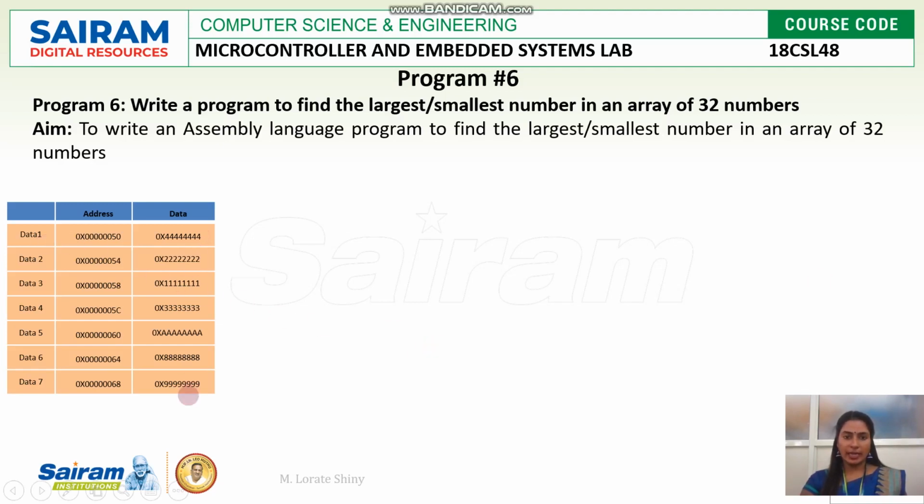So this is an array I have taken. In that array we have 1, 2, 3, 4, 5, 6, 7 data and the addresses which I assumed for this array are 50, 54, 58, 5C, 60, 64, 68. Every time we have to increment by 4 because we have 32-bit data. Data 1 to data 7.